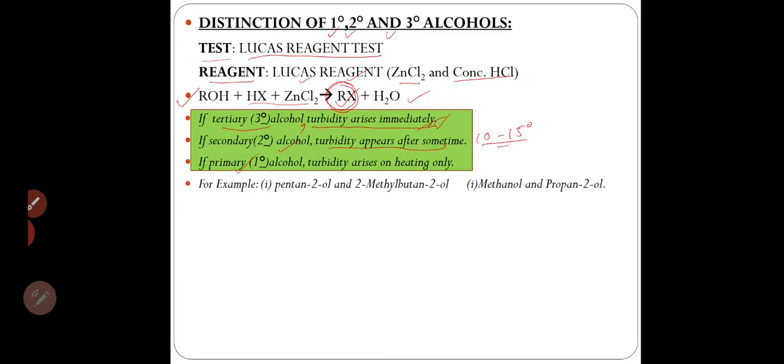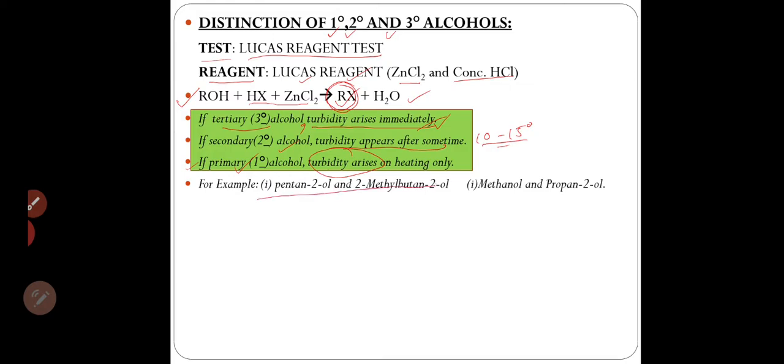Then next is primary alcohol. In this case, the turbidity arises on heating only. If you heat, then only the turbidity arises, whereas at room temperature no turbidity will appear. So this is what happens in the case of primary alcohol. In all the cases, Lucas reagent with alcohol, the Cl will replace the OH, and only the observation will be different in all the three cases.